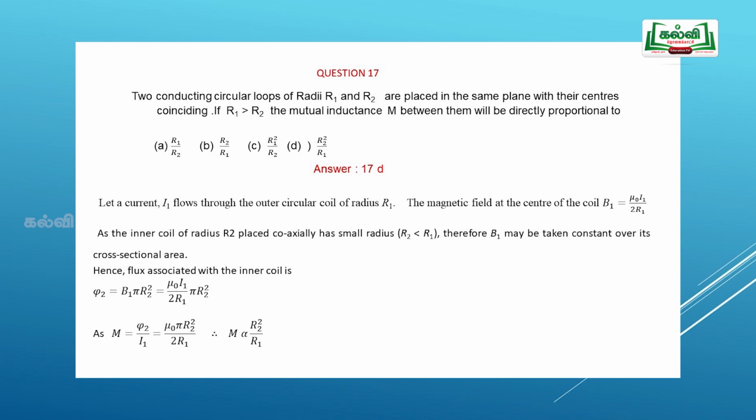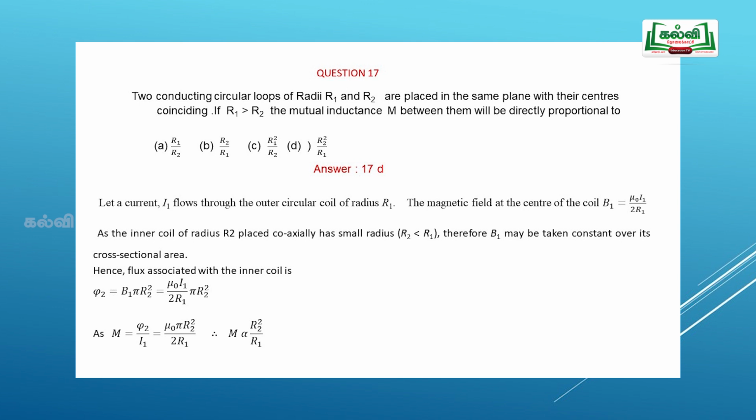You have one big circular loop and a small circular loop here. What will be the magnetic field at the center of the circular loop? Now, remember the third chapter. If you have a straight conductor, what is the magnetic field at a point? μ0 I by 2πr, right, if it is infinitely long. If the length is restricted, it is μ0 I by 4πa into (sin φ1 + sin φ2).